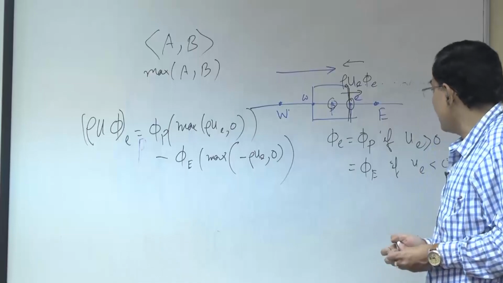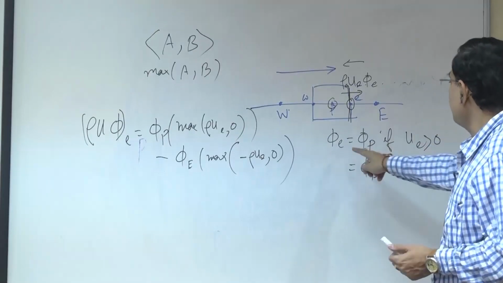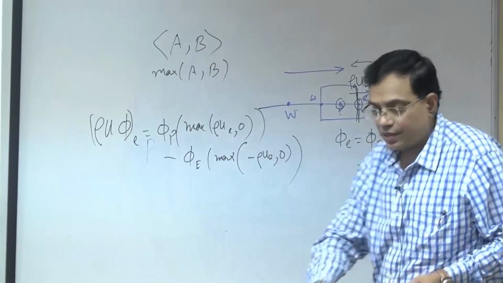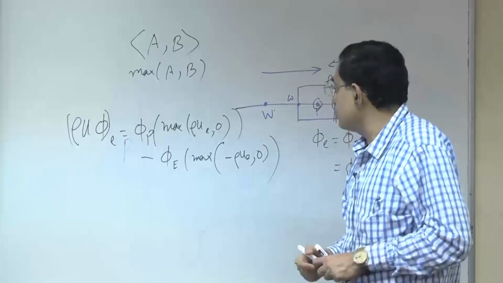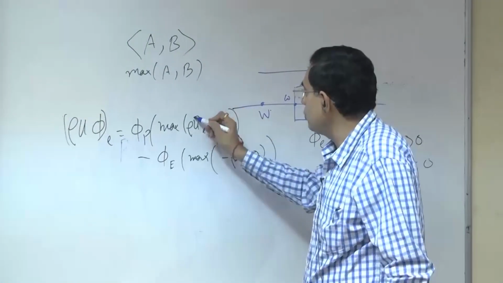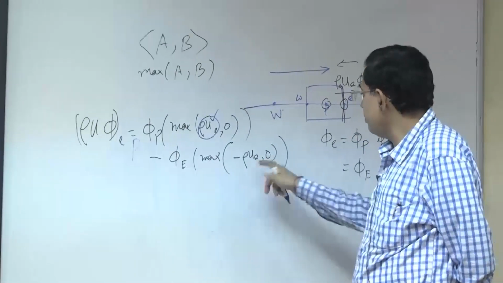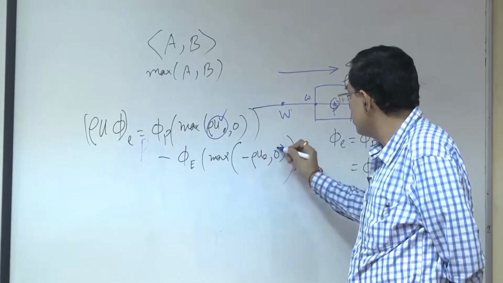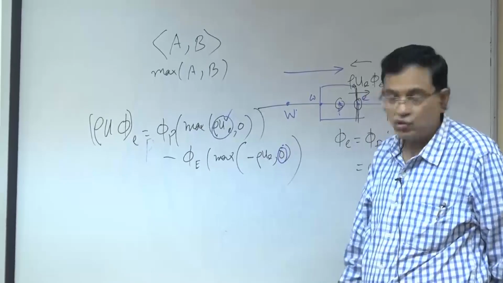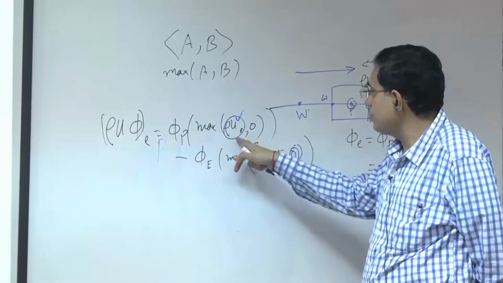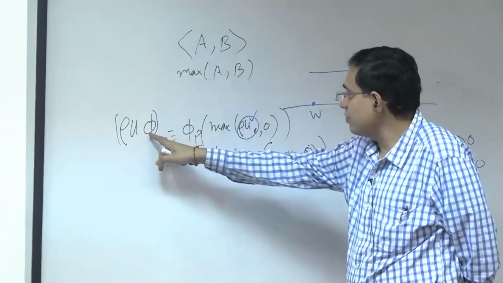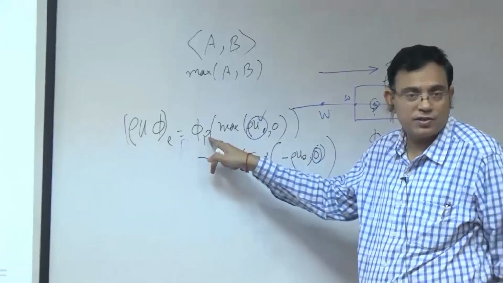So, if you take the first example, that u e is greater than 0, then max of rho u e and 0 is rho u e, right, and then max of minus rho u e and 0 is 0. So, this will return 0 and this will return rho u e. So, effectively phi small e will become phi capital P.